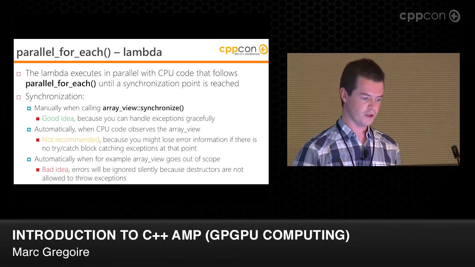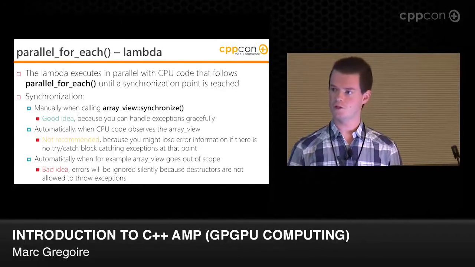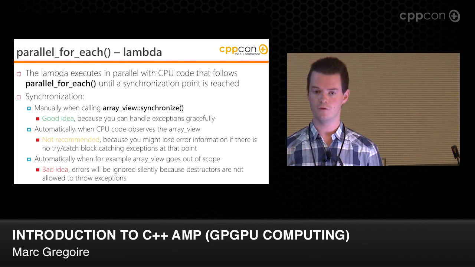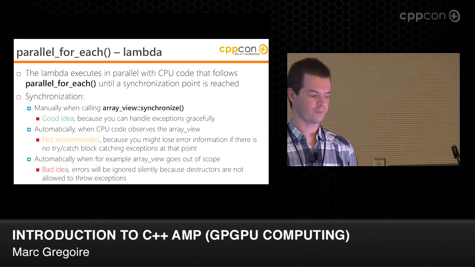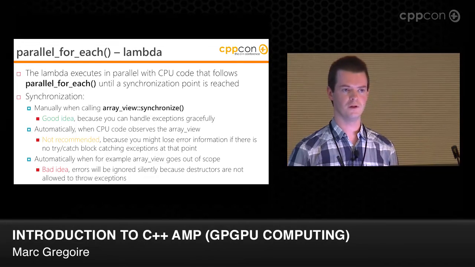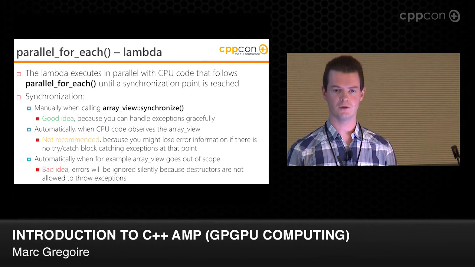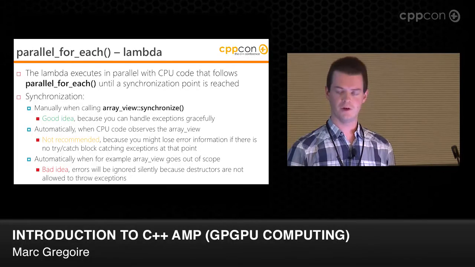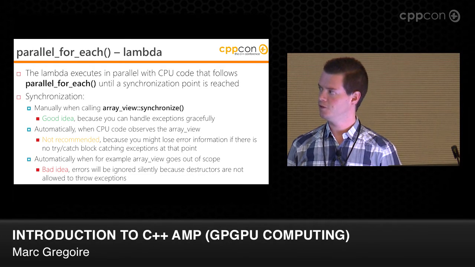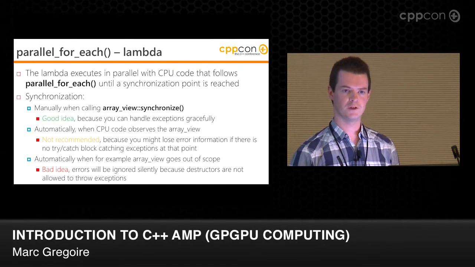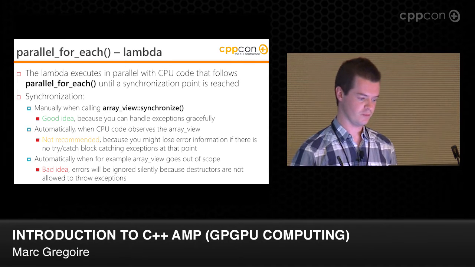There is also an automatic synchronization point. Whenever CPU code is observing the array view that you gave, it will block until your accelerators are finished with calculating it. But if there is no try-catch block at that moment, then you will lose all exceptions that might be thrown by C++ AMP.